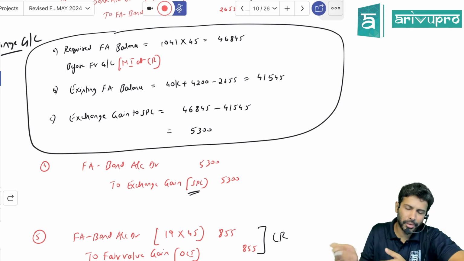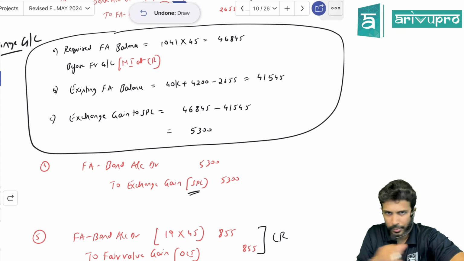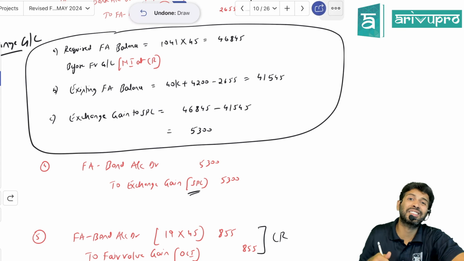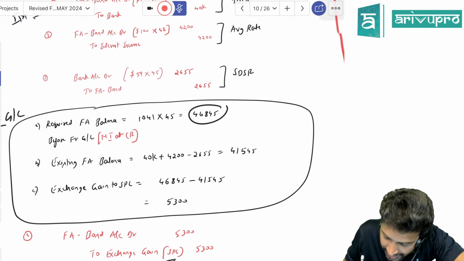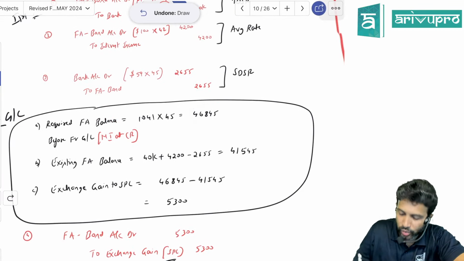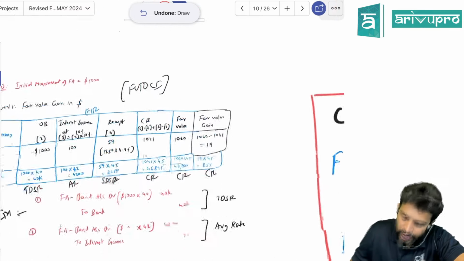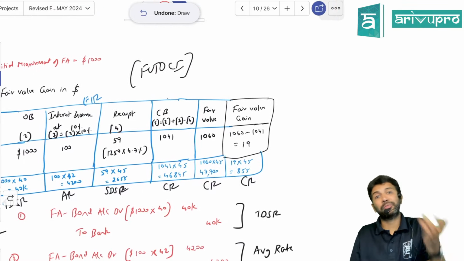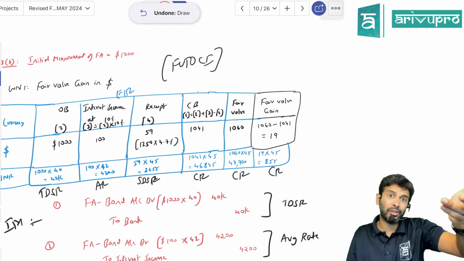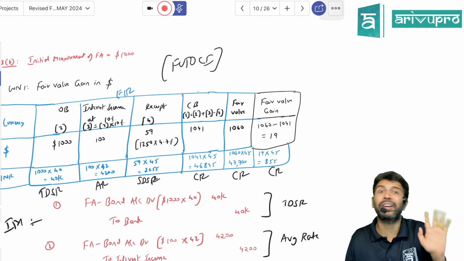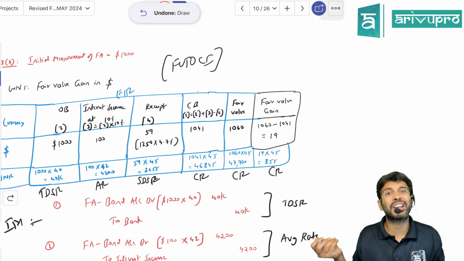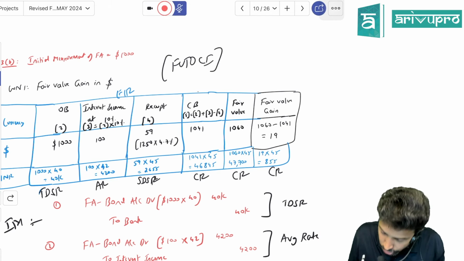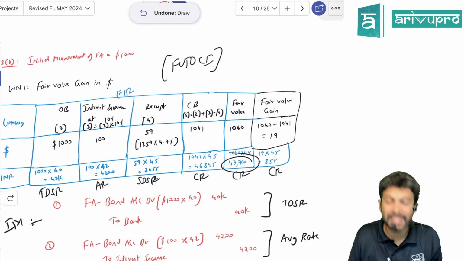Sir, if it was amortised cost accounting, you would have stopped the solution here. But here it is FVTOCI accounting. So after you accounted the exchange gain, the financial asset balance has become 46,845. But as per the FVTOCI method, you have to value the investment at fair value. And fair value is what? $1060. And the fair value exercise is done at year end. So use the closing rate, and you get 47,700.